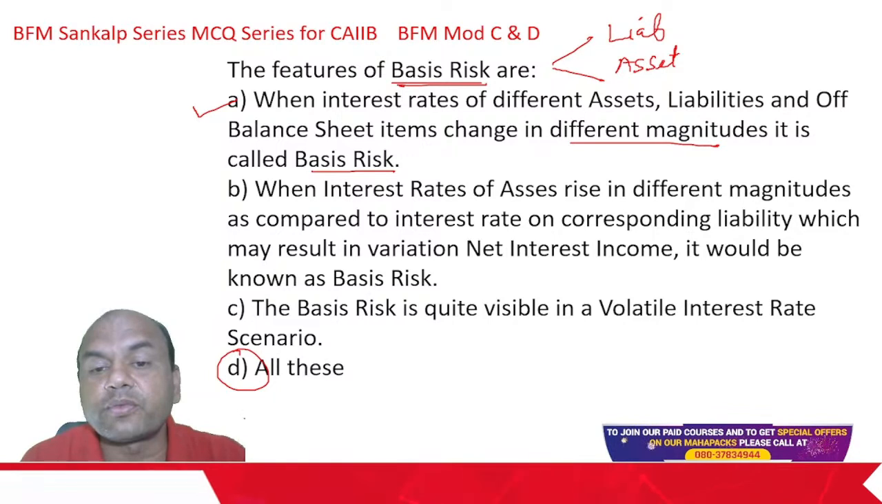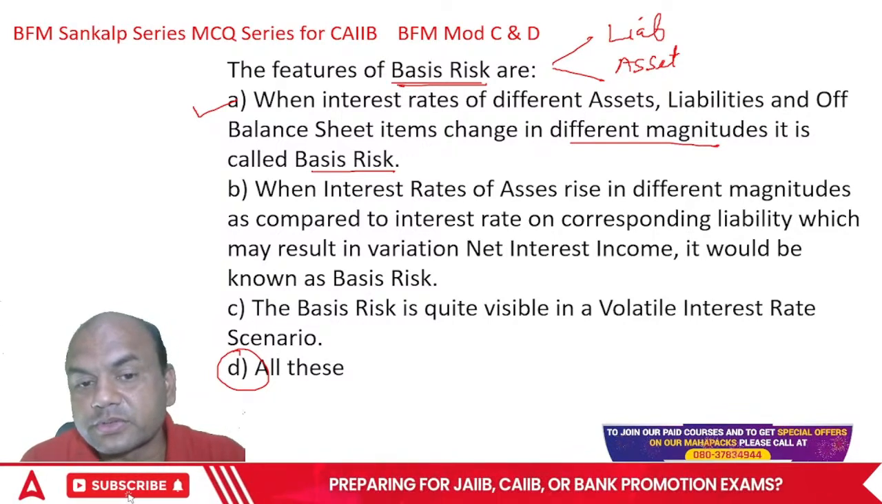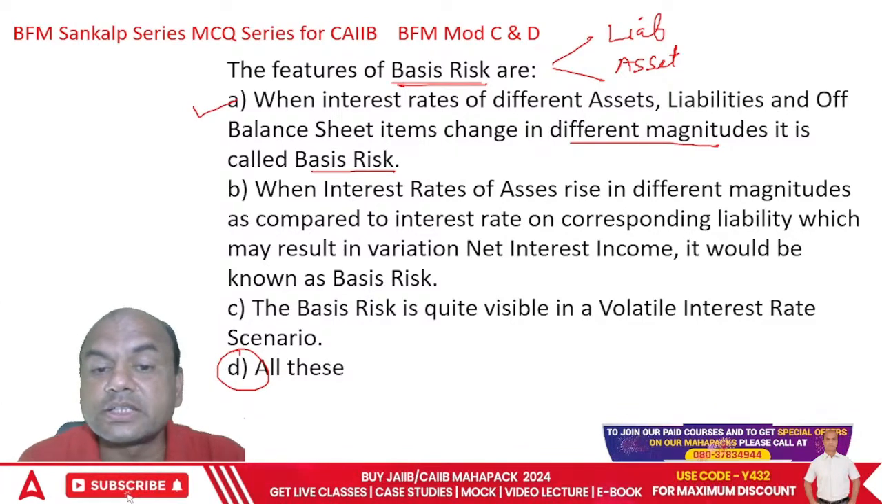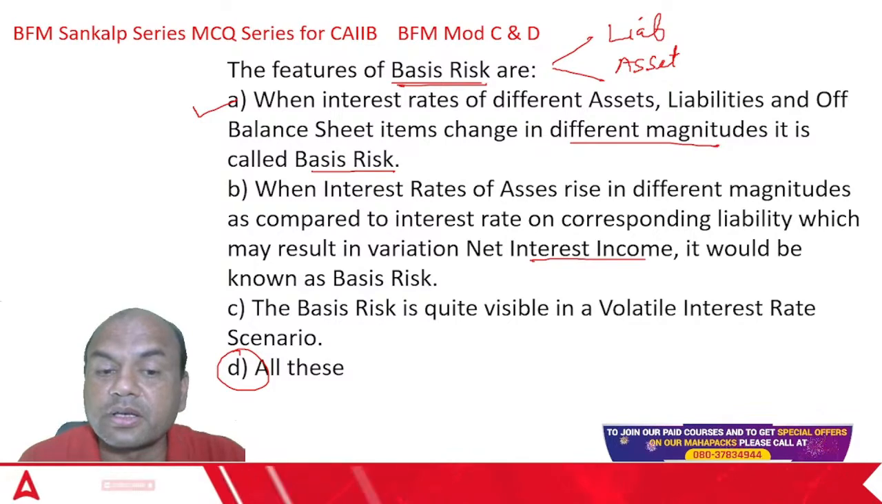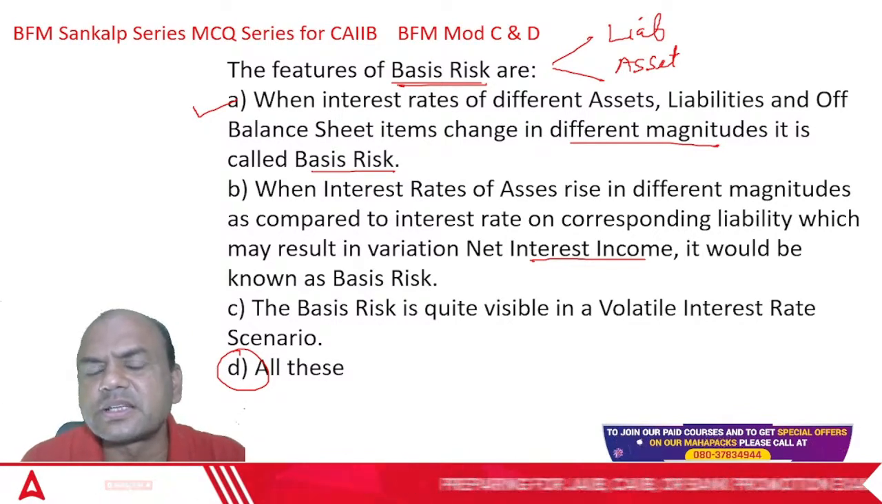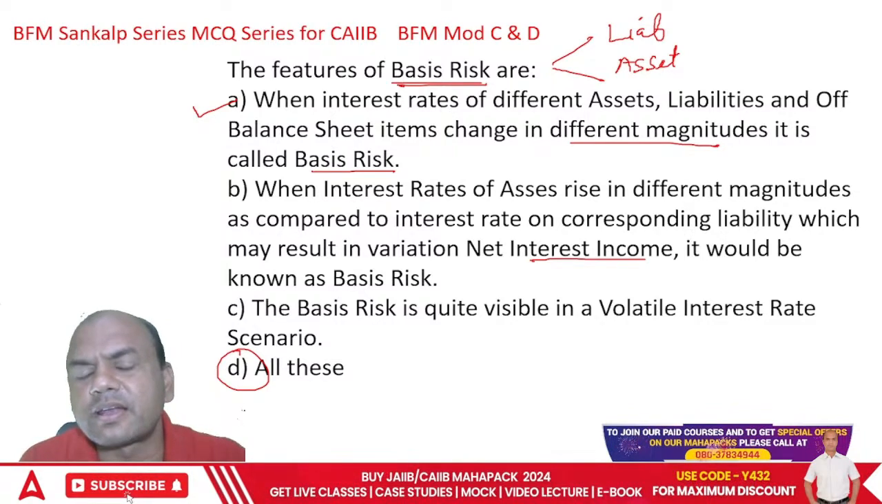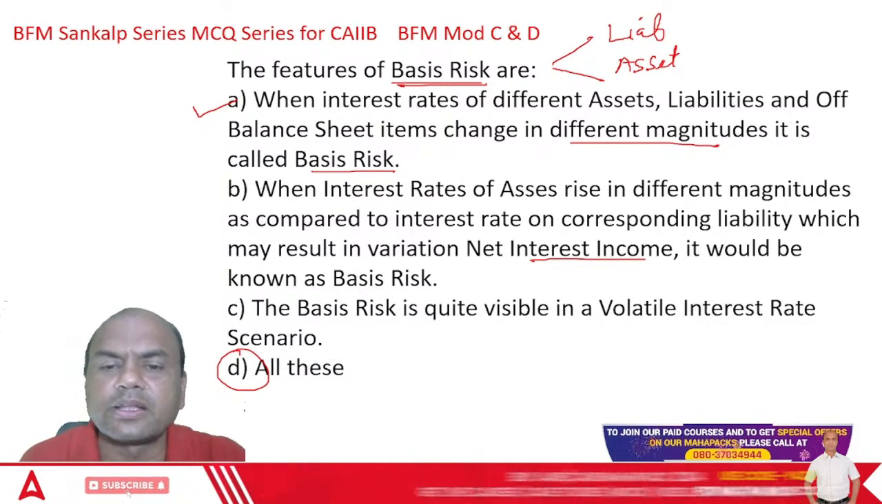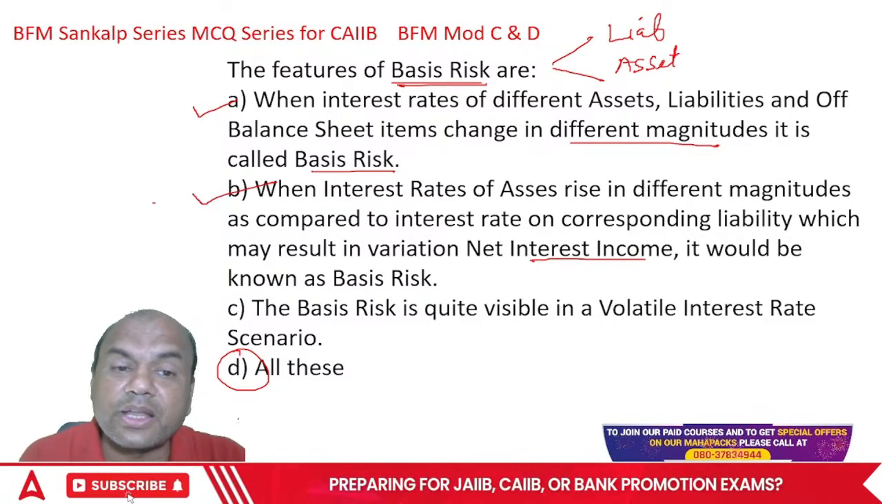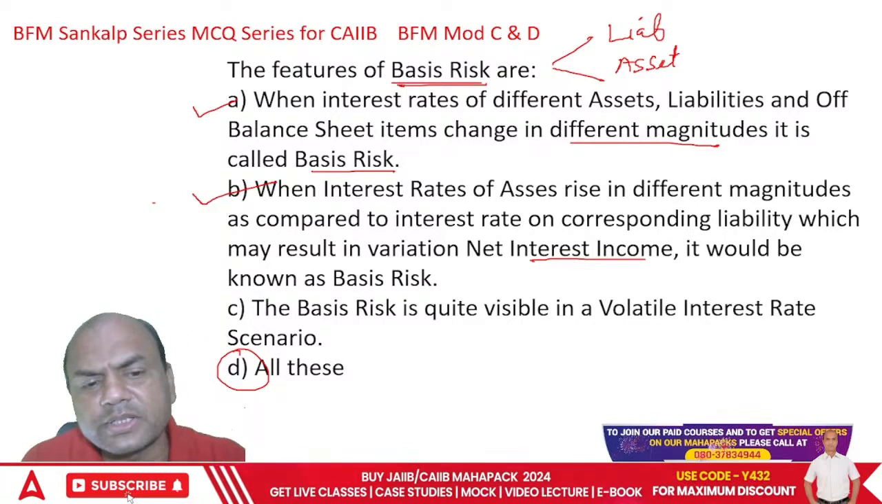When the interest rate of assets rises in different magnitudes as compared to the interest rate in the corresponding liability, which may result in variation in net interest income, it would be known as basis risk. So again the same, wording is different only, logic is same. Assets interest rate rises in different magnitude than that of the liability. That's it. So B is also true. So once you get A and B true, immediately you jump to D. Because obviously C will be true, isn't it?